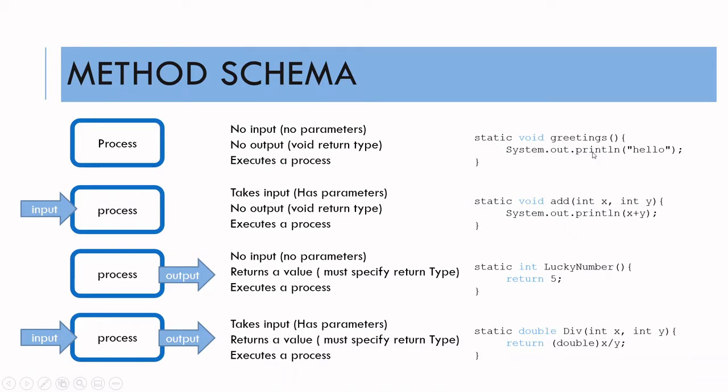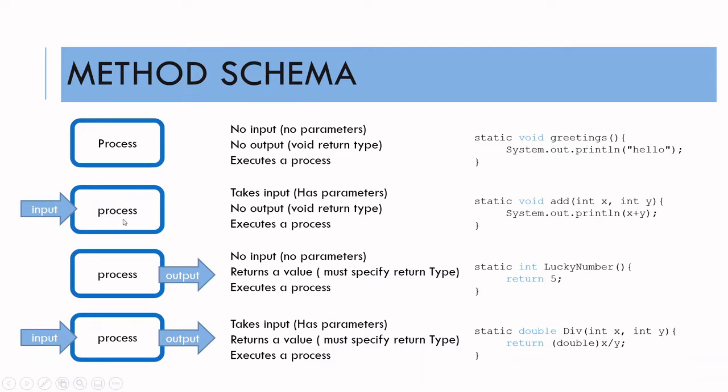An output means that the method is going to return a value and give it to you or to the rest of the instructions in the program so they could use it for other instructions. So let's take a look at the next example.